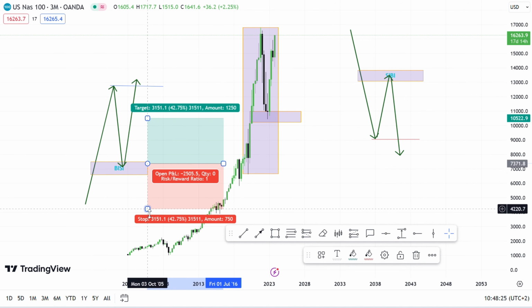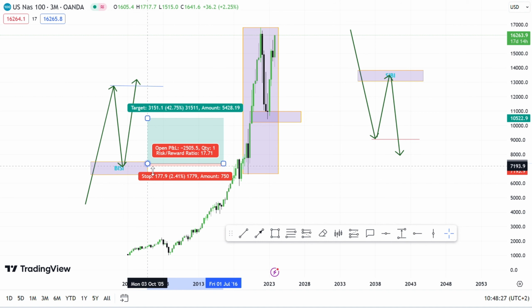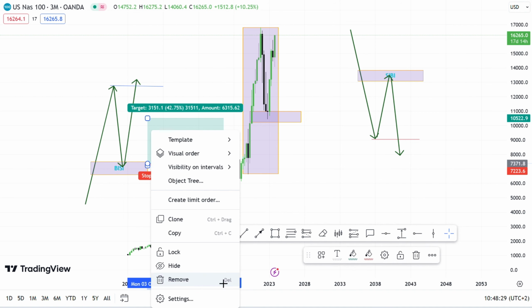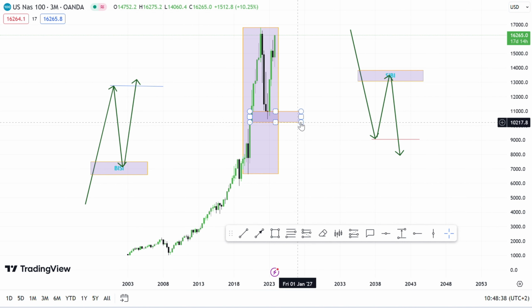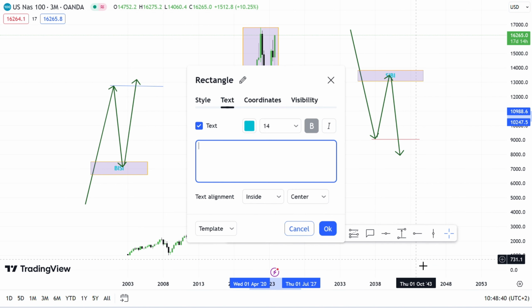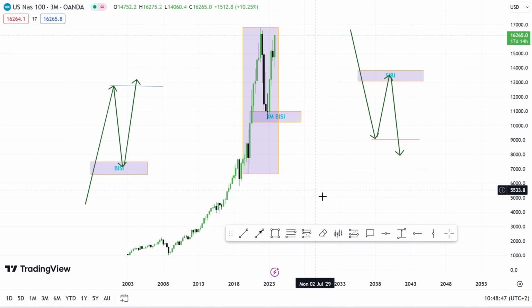This is a higher time frame, so you won't get to see it properly. I'll explain this again in the lower time frames, because this is a higher time frame first. So you get that analogy. So first, let me mark this area, right? This is a 3-month what? BISI. Buy side imbalance, sell side inefficiency, as I explained before.